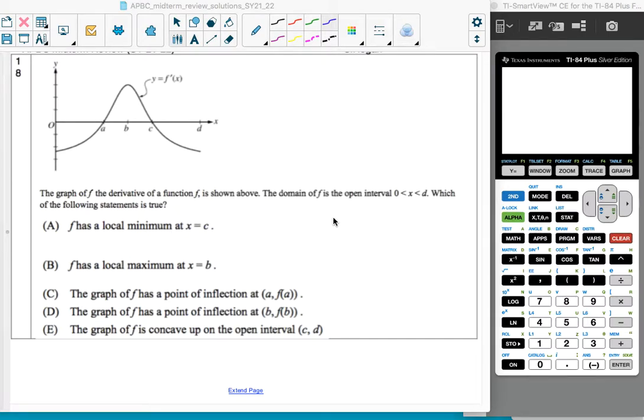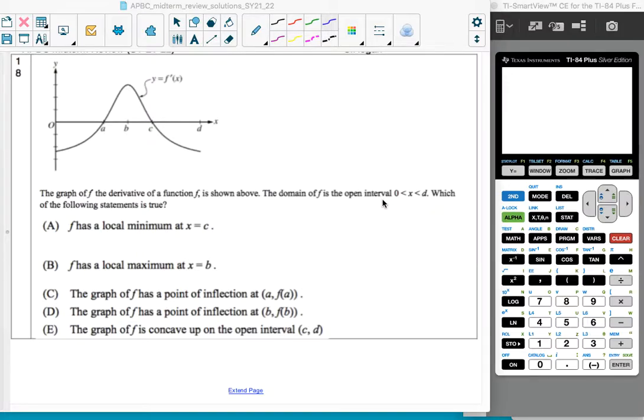All right, this is AP Calculus BC. We're doing midterm review, and this is multiple choice question number 18, which is a calculator multiple choice, but this is one of those calculator-completely-useless questions, because there's just no numbers at all. I lied, there's a zero right here. That is the only number in the entire problem.